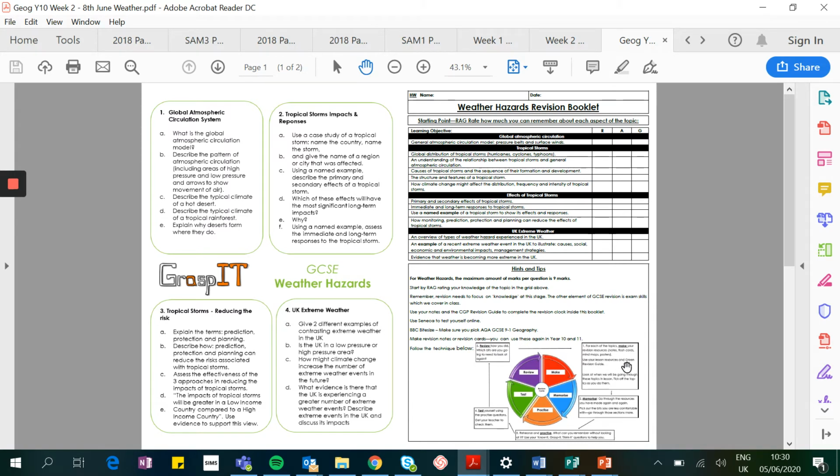And there's a little technique that you could follow here about what to do with your revision cards. And that links nicely back to this bit up here. So have a good look at that and have a think about how you could make the revision really effective for yourself.